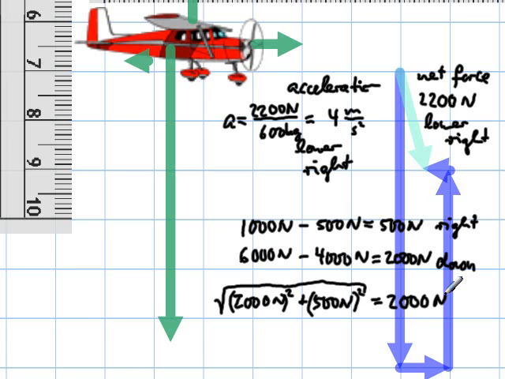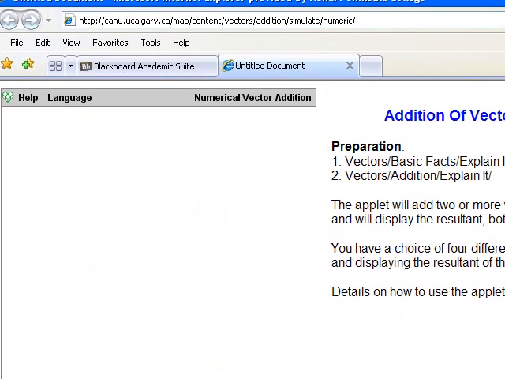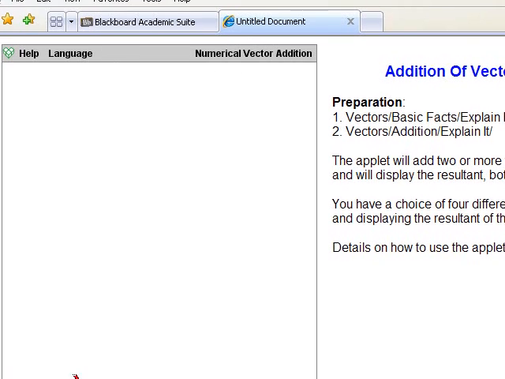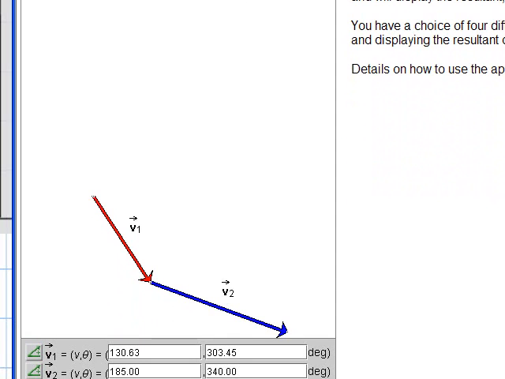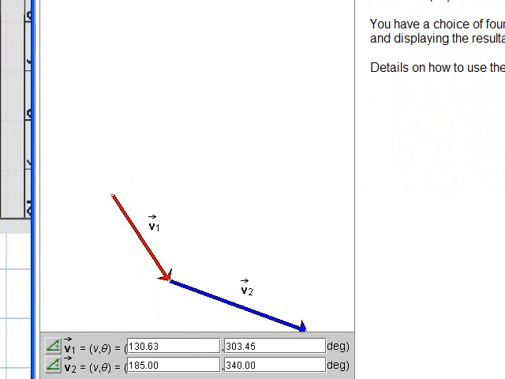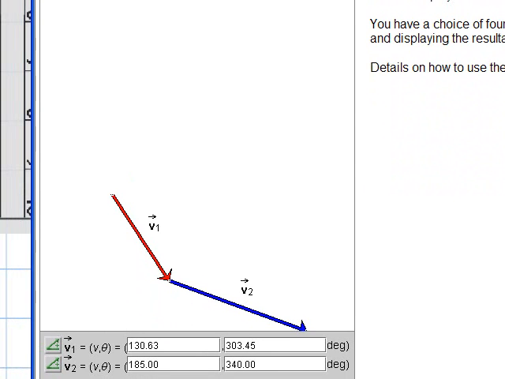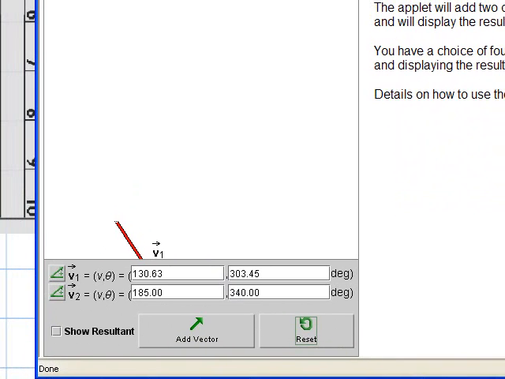You can do it either one of those two, or you can do it the third way that is coming up, and that is this web page, this applet that I posted in the lab, which I believe is really good. And notice what it's doing, numerical vector addition. It's doing exactly what we've been doing here, and probably even more accurate.